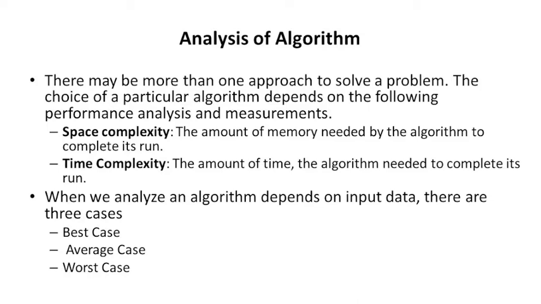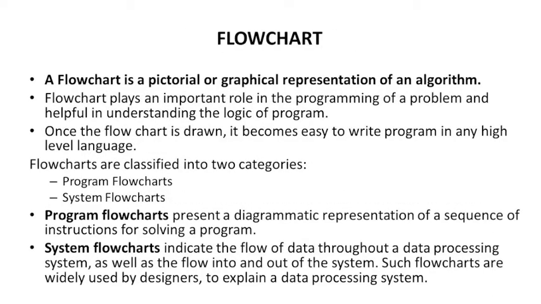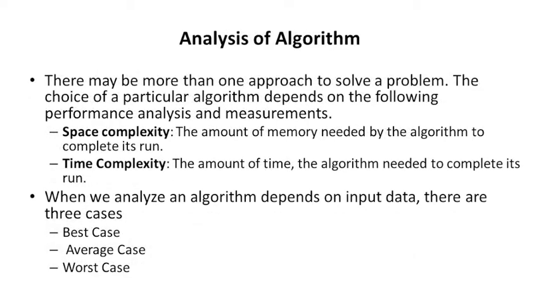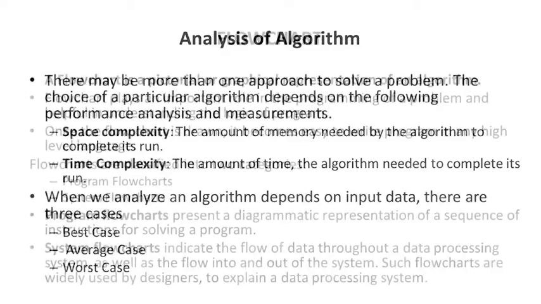When we analyze an algorithm, depending upon the input data, there will be three cases. We have three cases: best case, average case, and worst case. Best case is when the number of comparisons is less. When the number of comparisons is average, that is an average case. Worst case is when the number of comparisons or the computation is n, that is, too many, or if the computation is not working properly, then that case will be called a worst case.